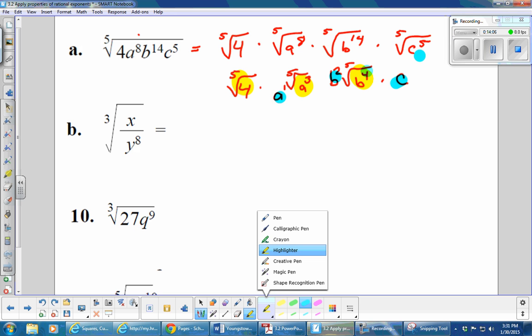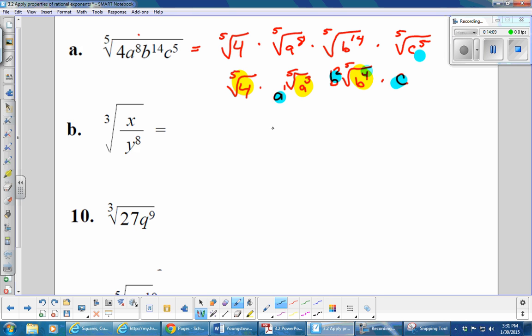So let's write them all together. Outsides with outsides, insides with insides. We have an a, a c, and a b squared. Insides, just make one big inside: 5th root of 4 times a cubed times b to the 4th power. And then you're done. All right, so that's your final answer there. Hopefully you did okay on that one.